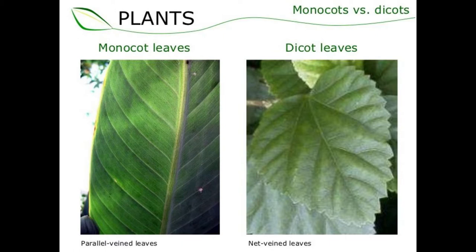This means that no one characteristic of a flowering plant, the number of flower parts, leaf veining, or even the number of seed leaves, is going to be sufficient to identify it as either a monocot or a dicot.